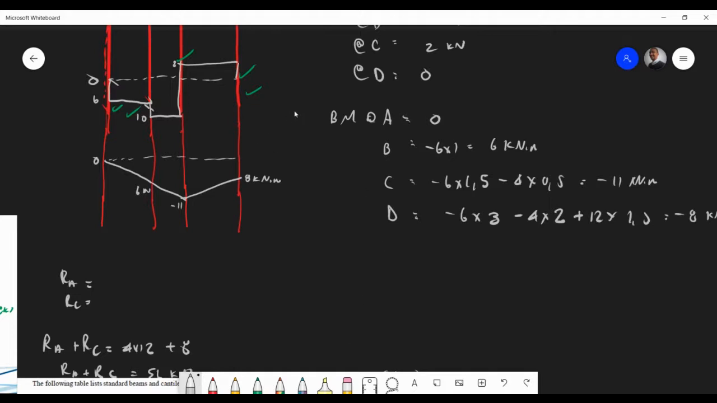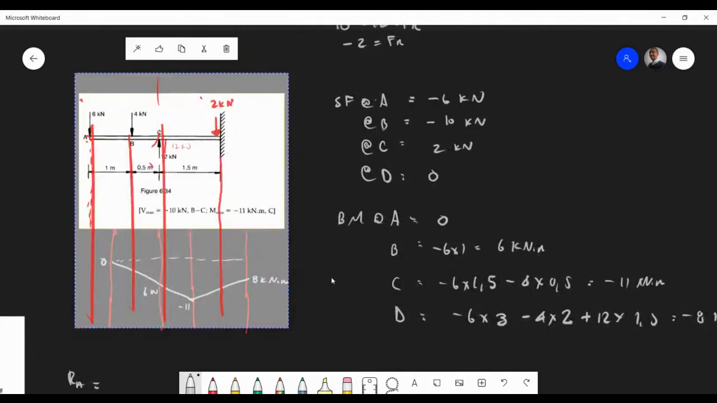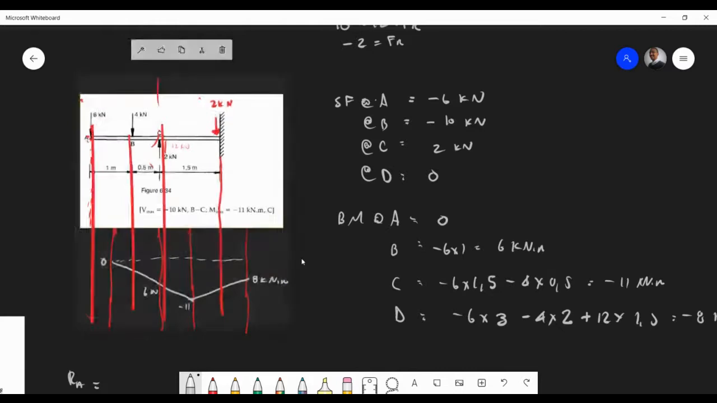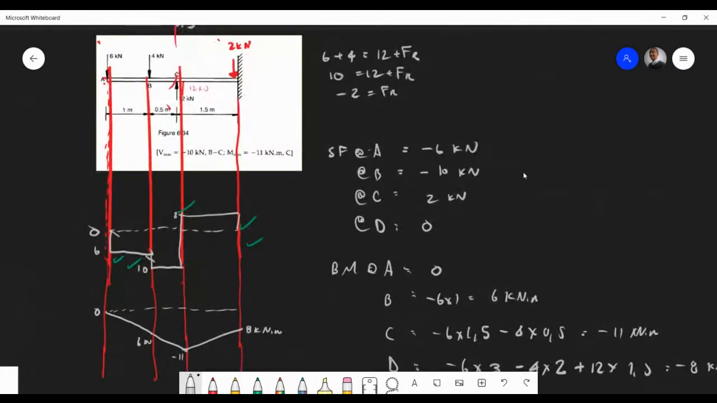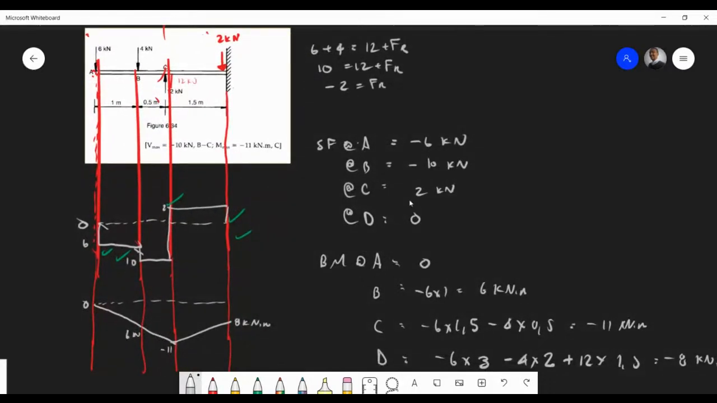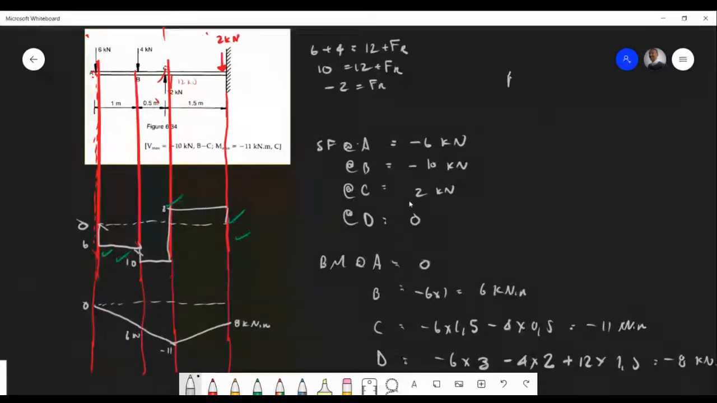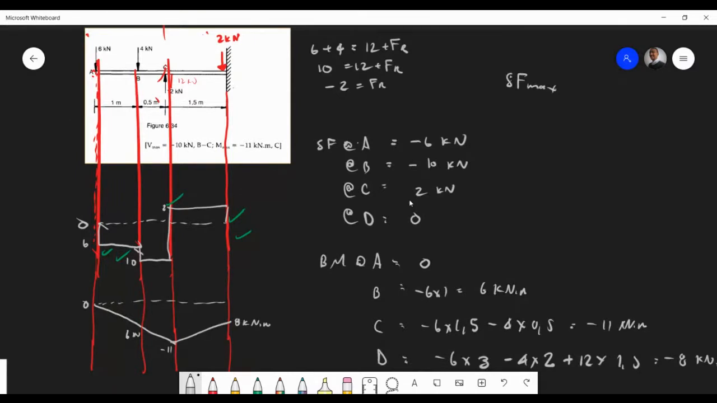And the question has asked us, what's our maximum shear force? Shear force in position? SF max. It's 2 kilonewtons. Are you sure about that? No. Can you take negative 10 as well? Yeah, it's 10. And where is that? At B.